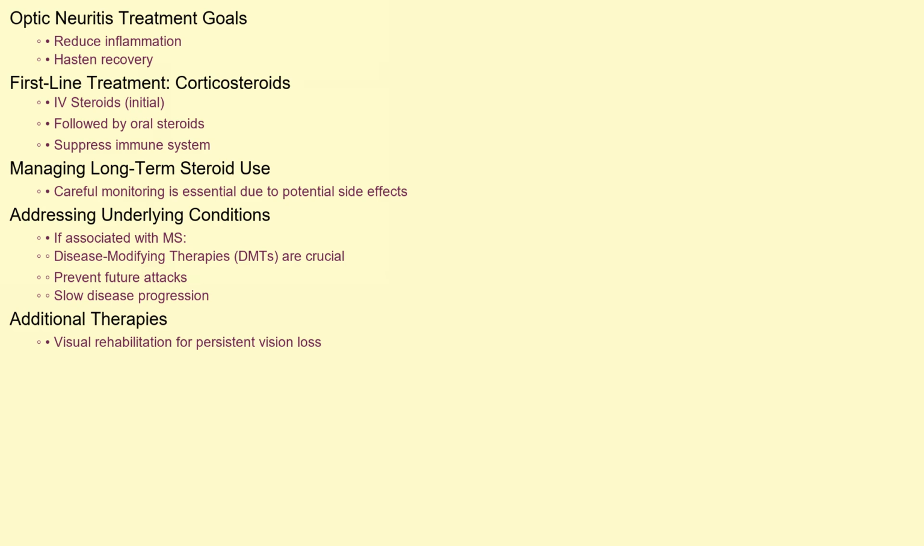The primary goal of treatment is to reduce inflammation and hasten recovery. Intravenous corticosteroids are often the first-line treatment, followed by a course of oral steroids. These medications help to suppress the immune system and reduce inflammation in the optic nerve. However, long-term steroid use can have side effects, so careful monitoring is essential. If optic neuritis is associated with an underlying condition like multiple sclerosis, disease-modifying therapies, or DMTs, are crucial to prevent future attacks and slow the progression of the disease. Visual rehabilitation may also be beneficial for individuals with persistent vision loss.